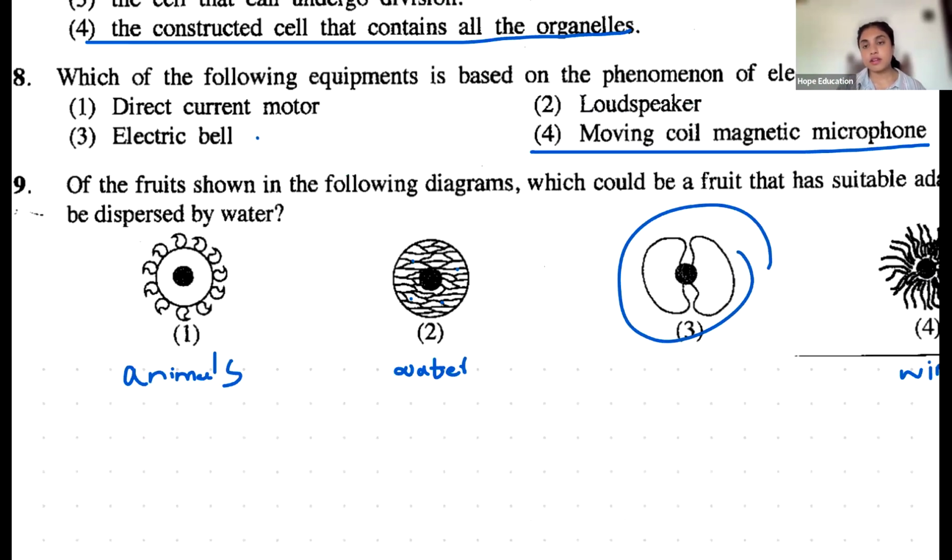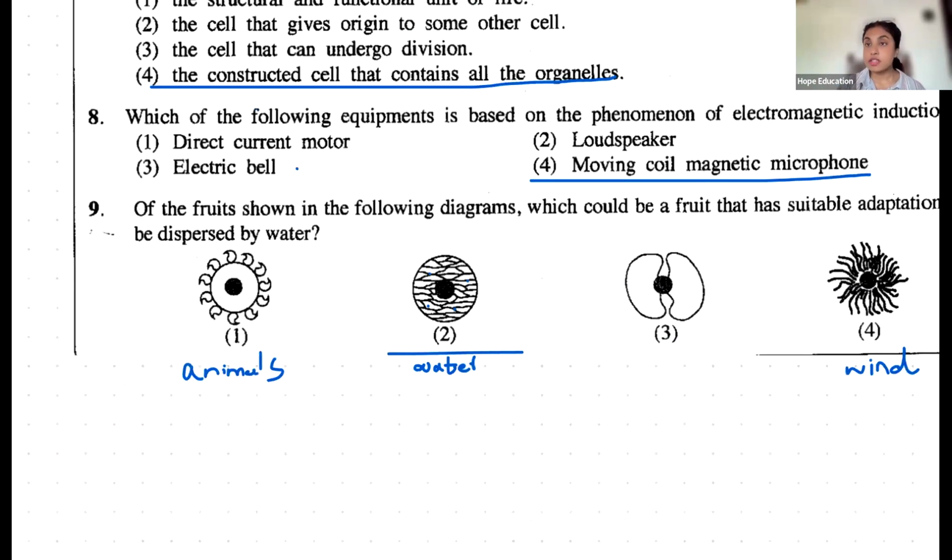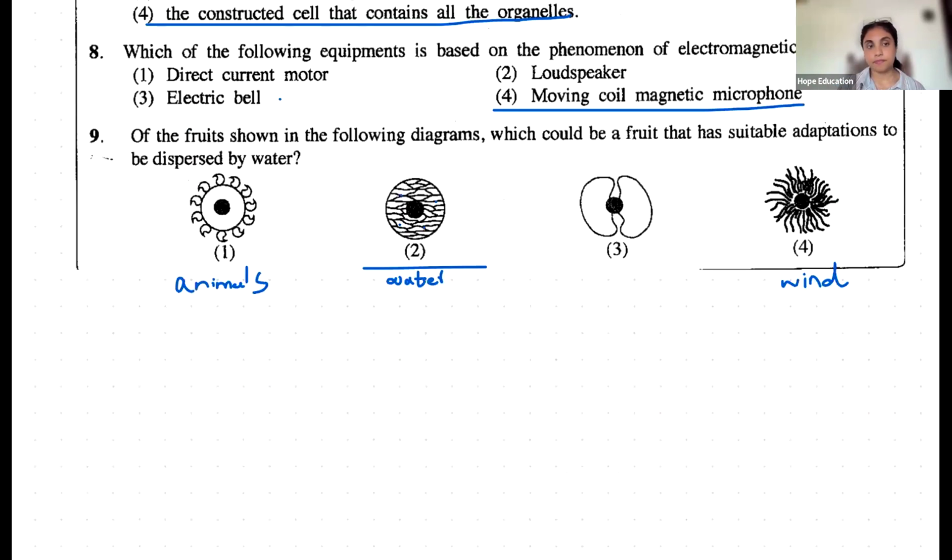But if you take it as some wing structure, we could also say wind. We could say it is dispersed by wind. We don't know exactly, I can't see it that well, right? But most probably it's an explosive mechanism. Anyhow, the second one is the answer because they're asking for suitable adaptations to be dispersed by water.